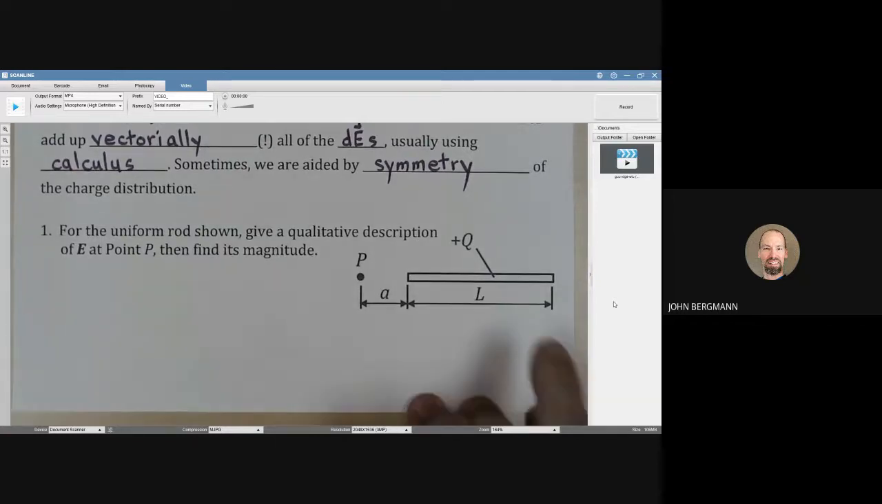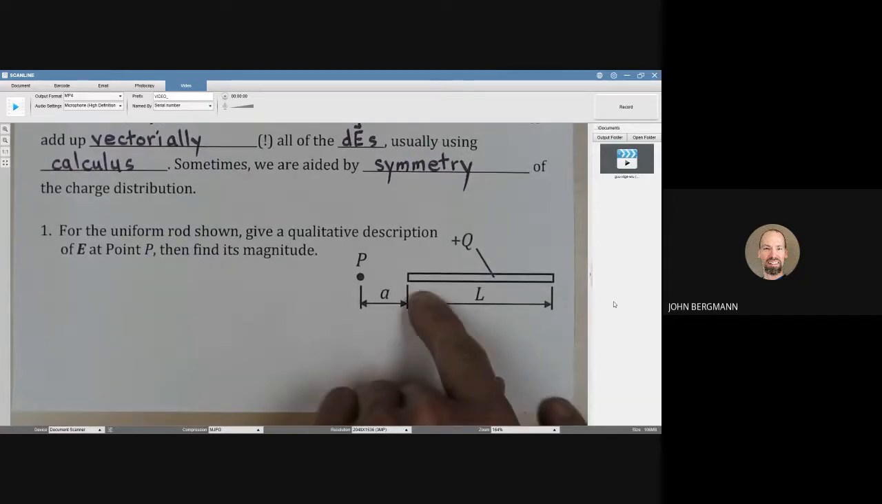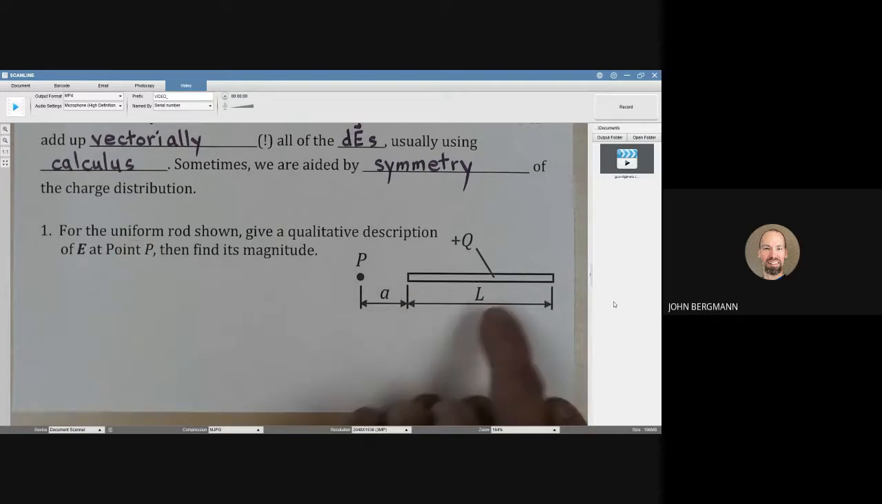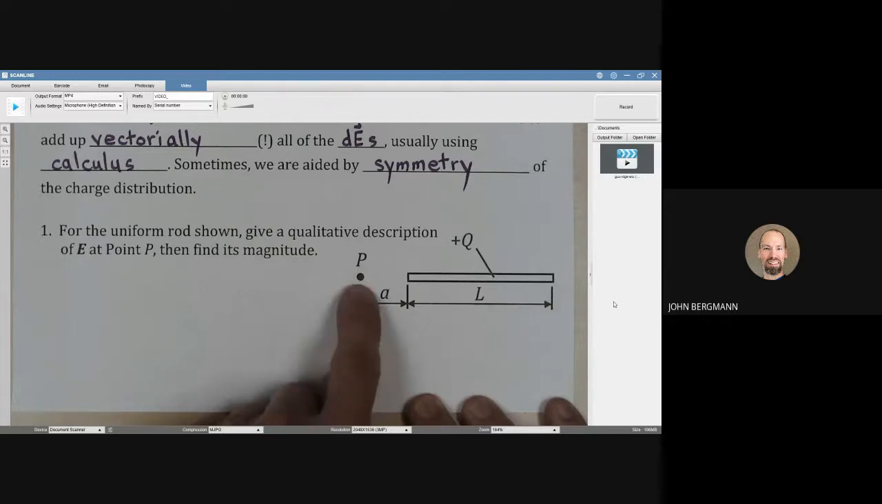So here we have a uniform rod. When we say uniform, what that means is that this charge is uniformly distributed along this entire rod. Here we have a point in space. There's no charge here. This is just some point. There's nothing there, actually. I've just put a dot there to give us something to focus on. And we want to know, what's the electric field at this point?